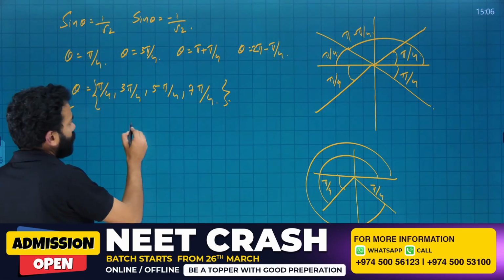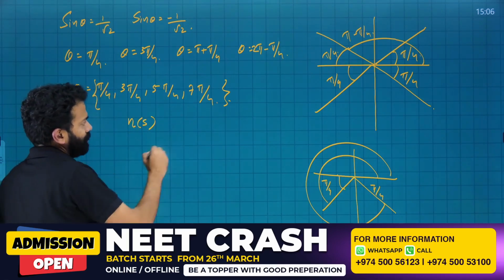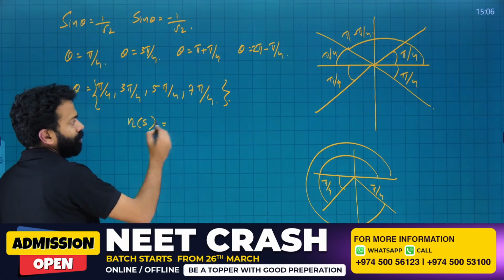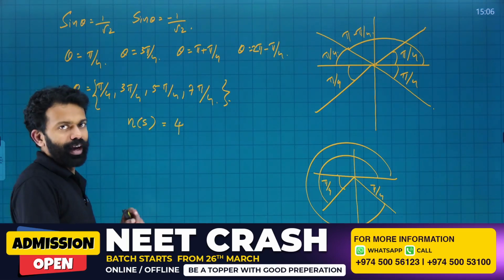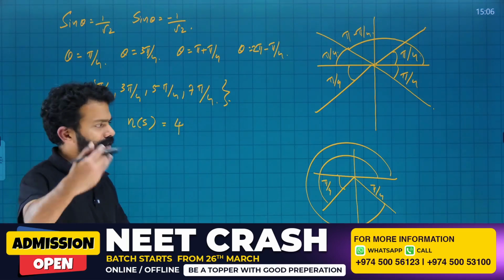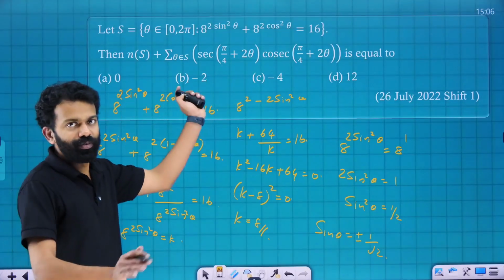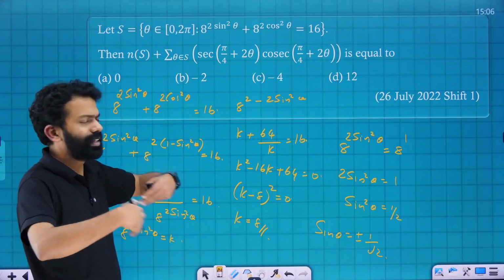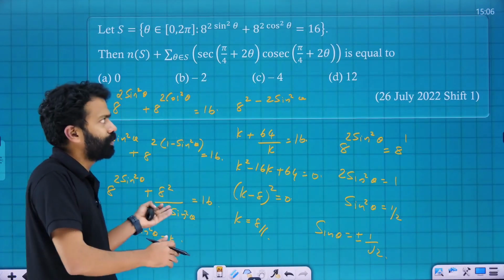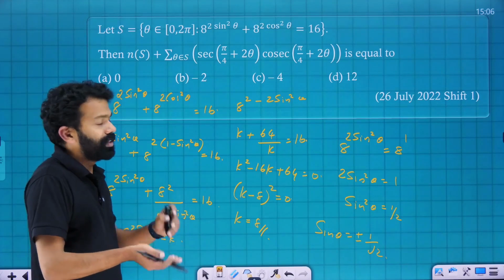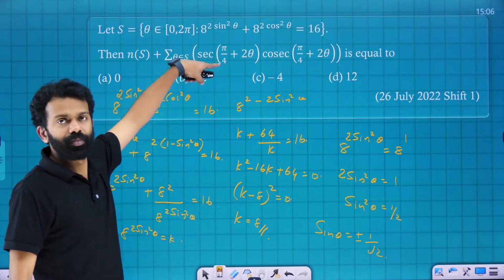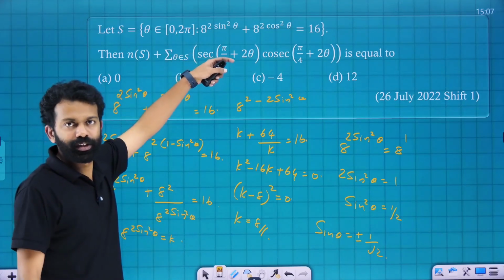I think a part of the question was like n of S plus something. Then what is n of S? Number of elements in set S is equal to 4. A part of the solution is done. Then the tedious one. It's not tough actually, it's lengthy. I'm discussing this question because if they somehow ask any part of it, you might be able to answer that.